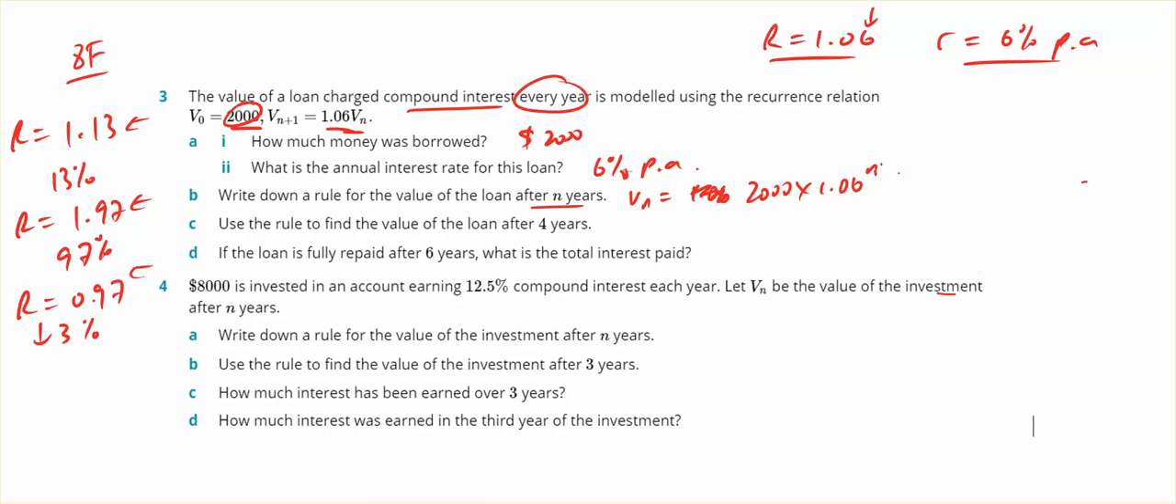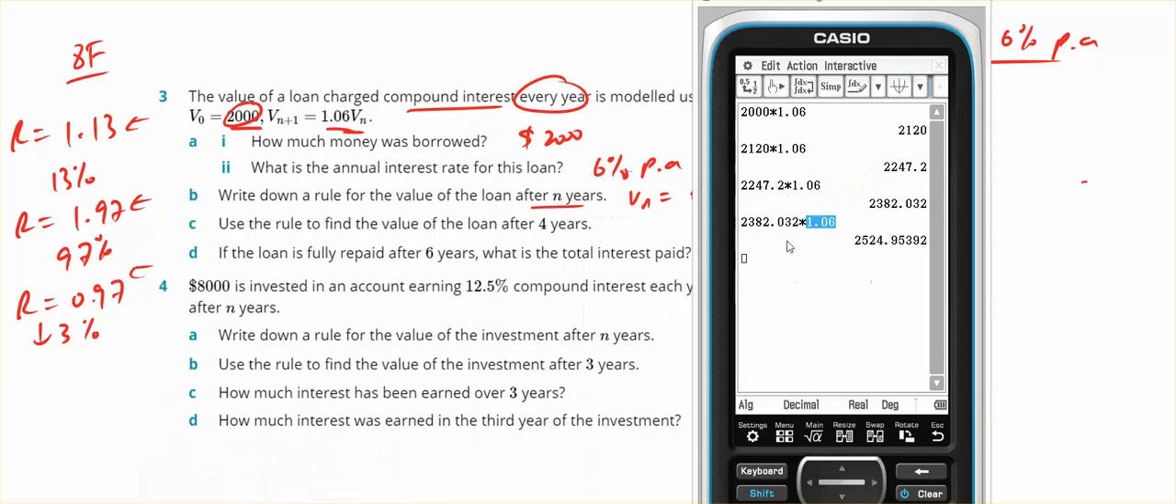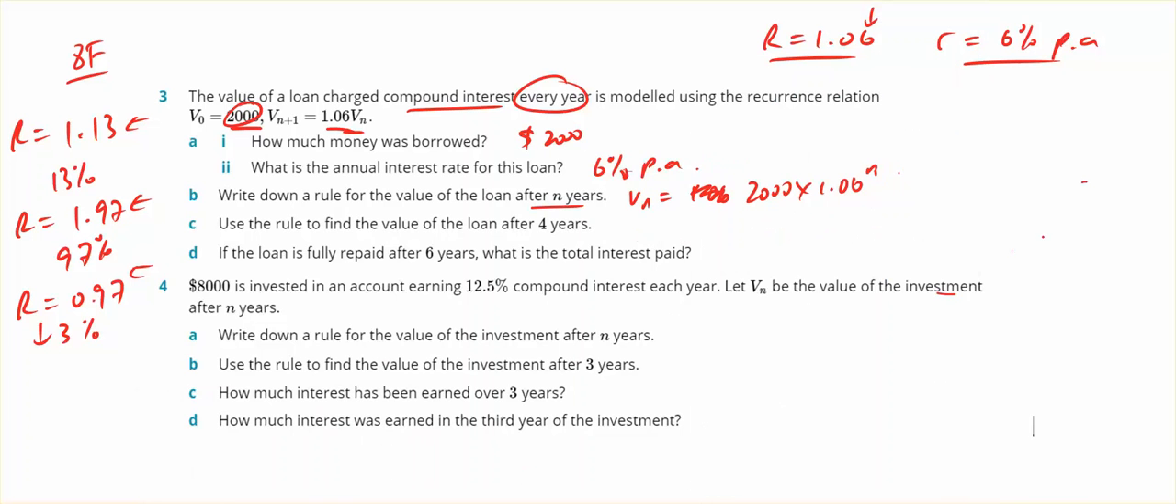So if it's 1 year, then you have only one lot of 1.06. But if you want to find the loan after 4 years, then you have to multiply by 1.06 four times. So when you specify a rule, make sure you write the rule itself and what your starting value is. So your starting value is $2,000.